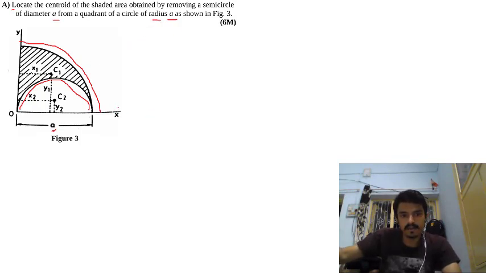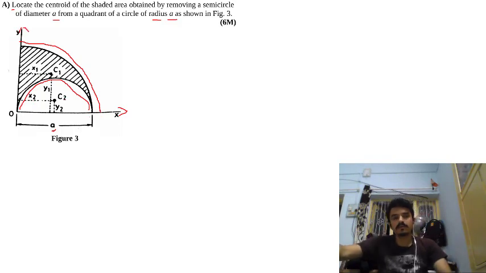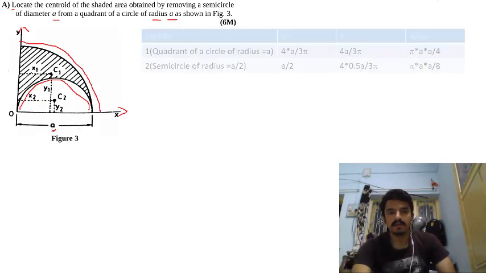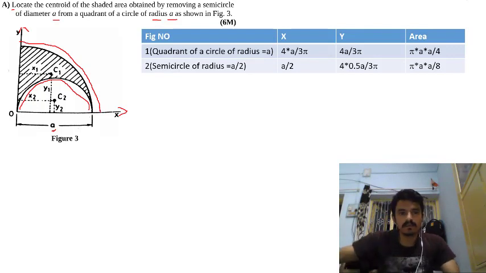So the x and y axes are already given like this. This is the x axis, this is the y axis. We know the formula for the centroid for a semicircle as well as for a quarter circle. So using this formula we can make a table like this. Figure number 1 will be the quadrant of a circle, and figure number 2 will be a semicircle of radius a by 2. For the semicircle, the diameter is given, so the radius will be a by 2.